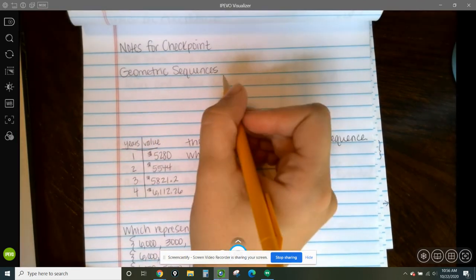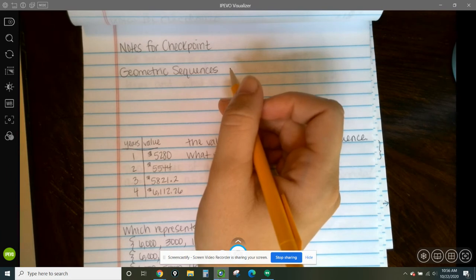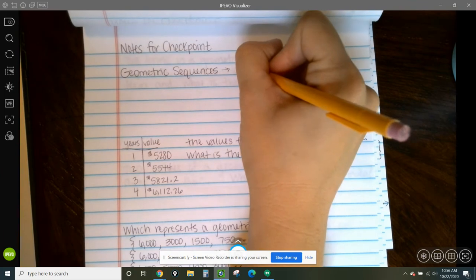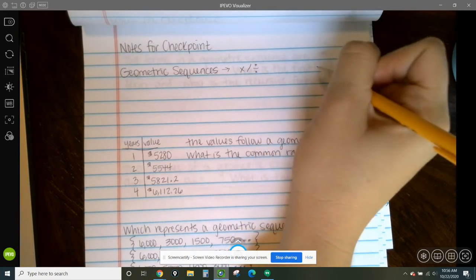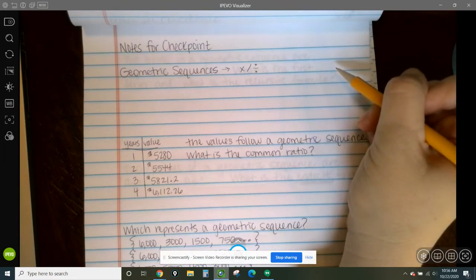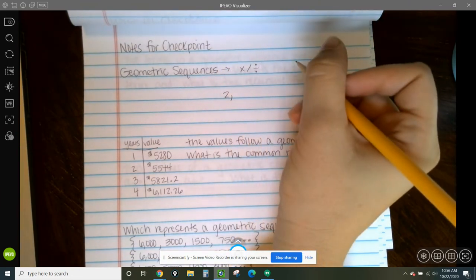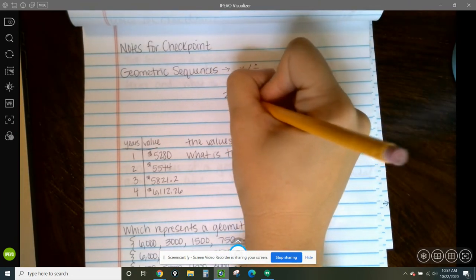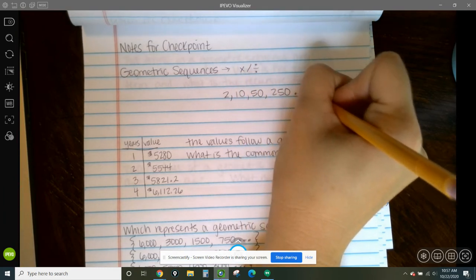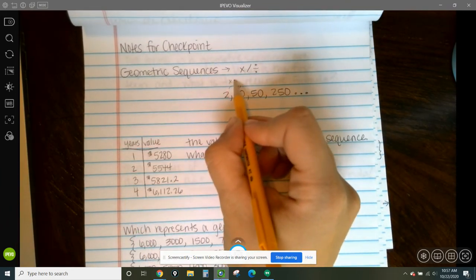Okay, so geometric sequences. Remember, you can also pause this video at any time if you need more time to write, and then just push play when you're ready to go again. Geometric sequences are sequences where we multiply or divide to get between the terms. So you're multiplying by the same thing every time, or dividing by the same thing every time. For an example, let's start with the number 2, and multiply by 5 every time. So 2 times 5 is 10, times 5 is 50, times 5 is 250, and so on. This is an example of a geometric sequence because I'm multiplying by the same thing every time.